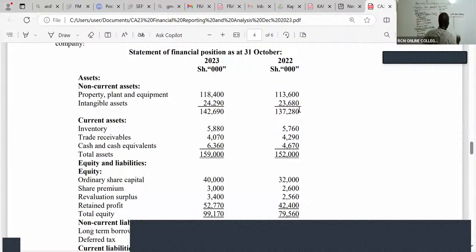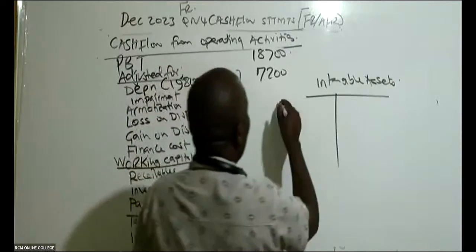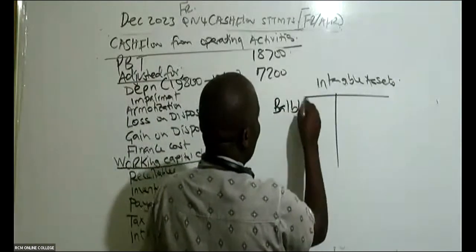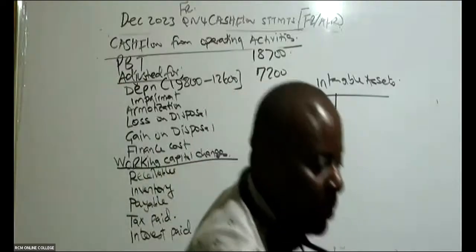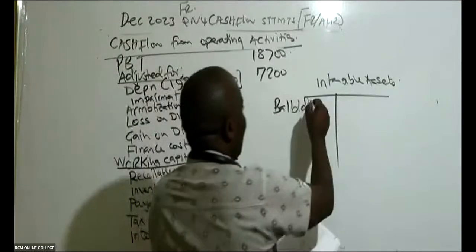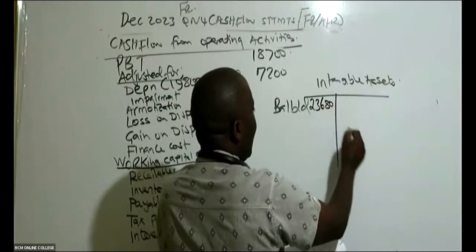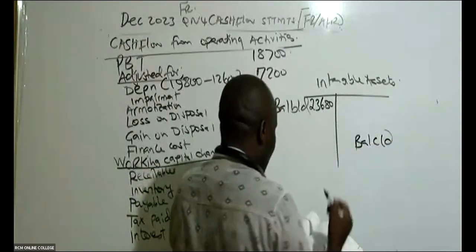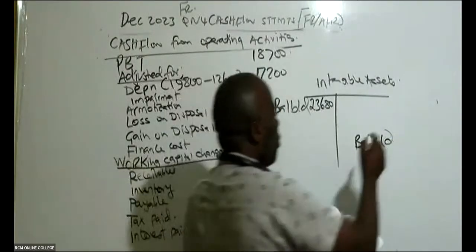So I can see intangible assets here. The 2022 is the brought down, and 2023 is the carried down. This being an asset, I know that this intangible 23,680 will be debited, because this is an asset you debit. So we have balance brought down, which in my intangible is 23,680. And then I have balance carried down.